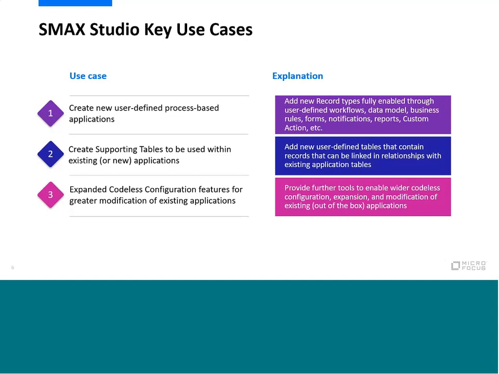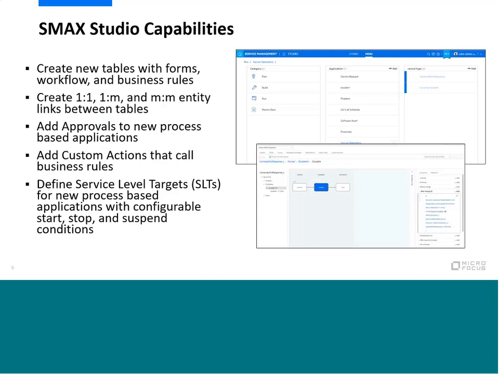So when we talk about capabilities, we talk about various different things. As you can see here, we've got the ability to create tables with the forms and the workflows. You can also create one-to-one, one-to-many, and many-to-many entity links between different tables. So if you create a new record type, you can then use that to reference any other record type that's in the system in any of those ways, and then put that onto your forms as well. So you've got that visibility. And likewise, that allows you to access it in the other direction as well, should you need to.